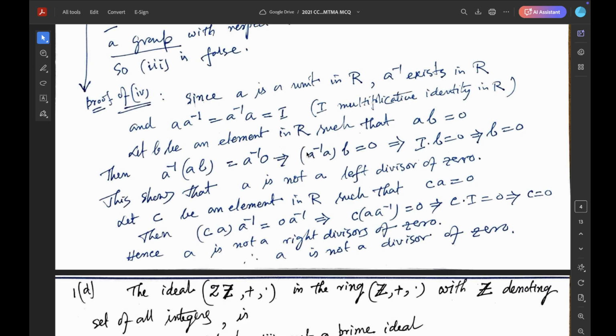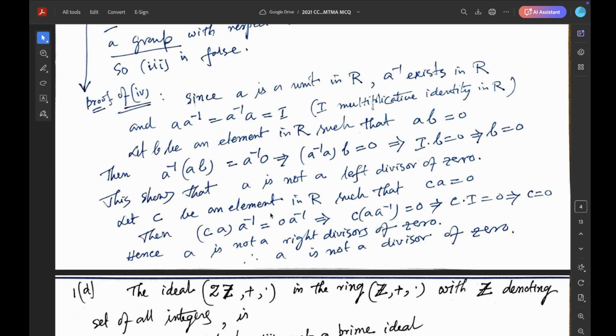This gives (A inverse A) B equals 0. So A inverse A equals I, so I B equals 0. This implies B equals 0. This shows that A is not a left divisor of 0, because AB equals 0 here implies that B equals 0. So obviously A is not a left divisor of 0.